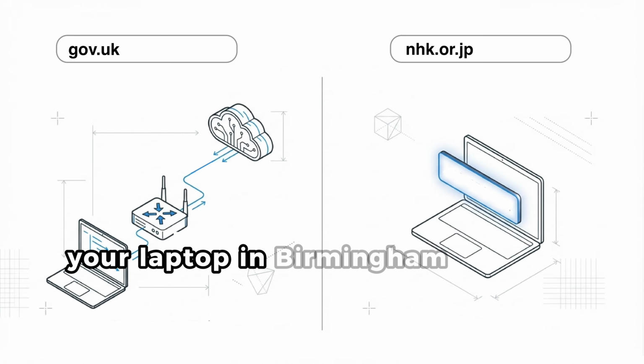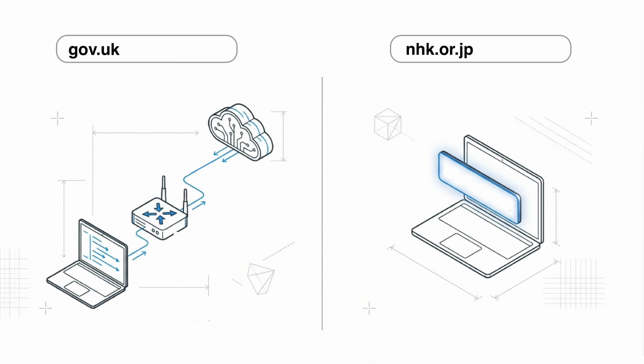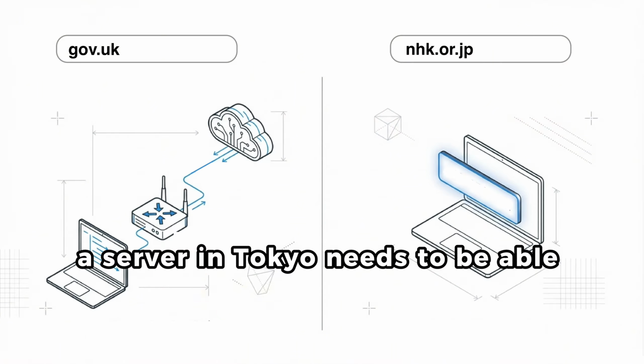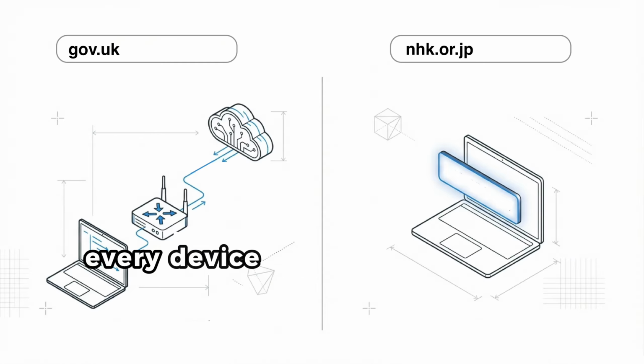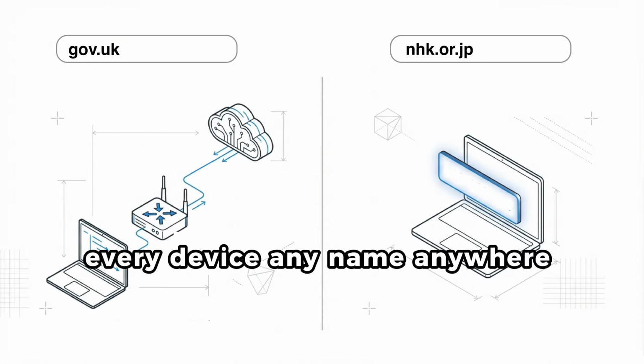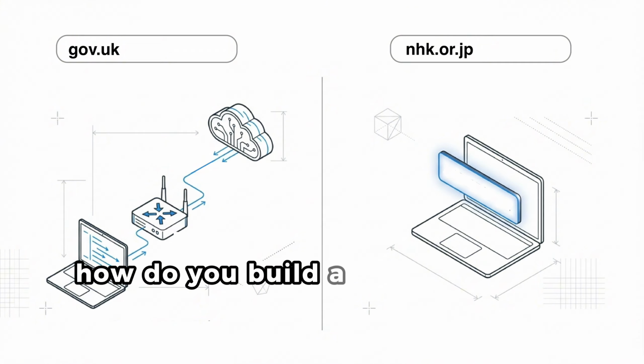Your laptop in Birmingham needs to be able to resolve nhk.or.jp, a Japanese broadcaster, without having any prior knowledge of it. A server in Tokyo needs to be able to resolve gov.uk just as easily. Every device, any name, anywhere, instantly. How do you build a system for that?